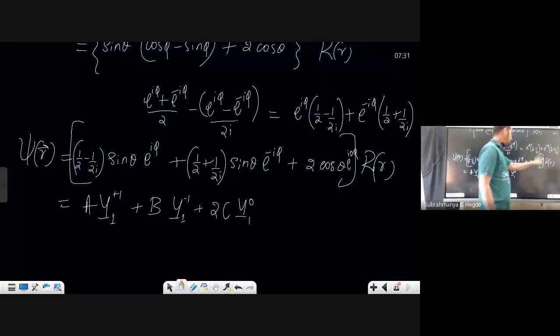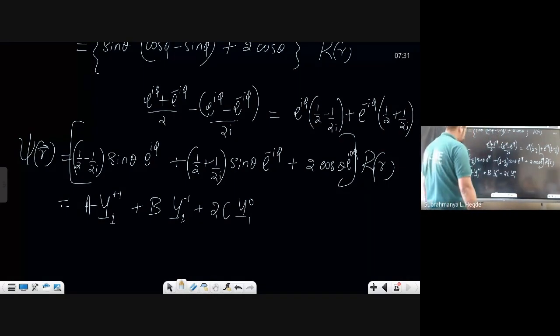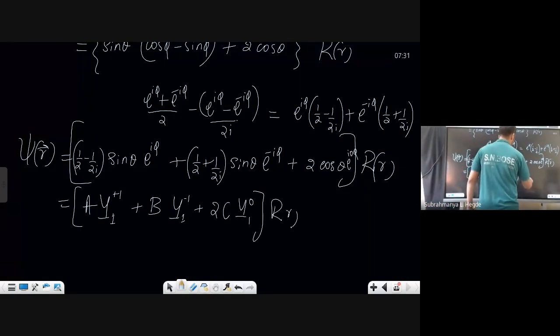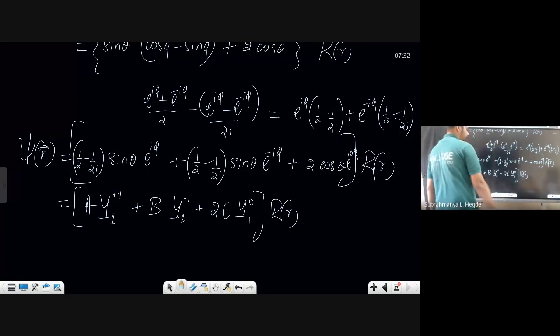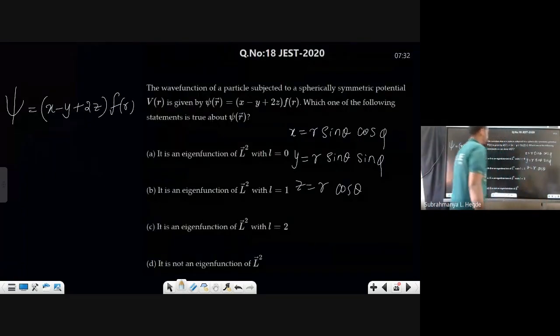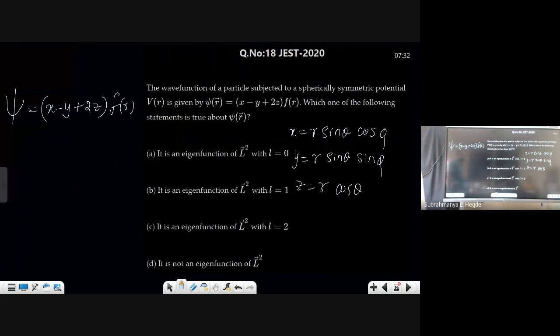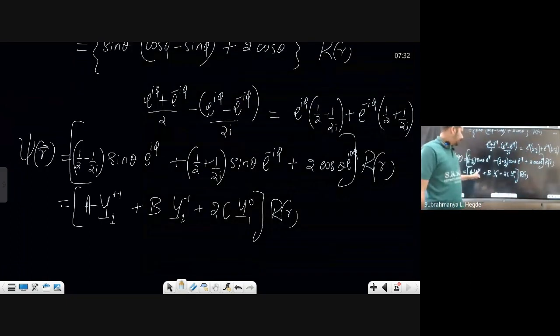Once you see cos theta, you should know that is Y10, which will not contain the e to the i phi term. Now, what is the question? It's an eigenfunction of L squared with L equal to 1. You can see here the m value is different, but the L value is the same.